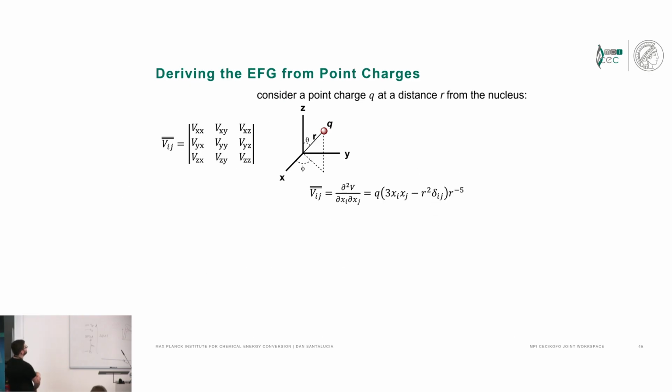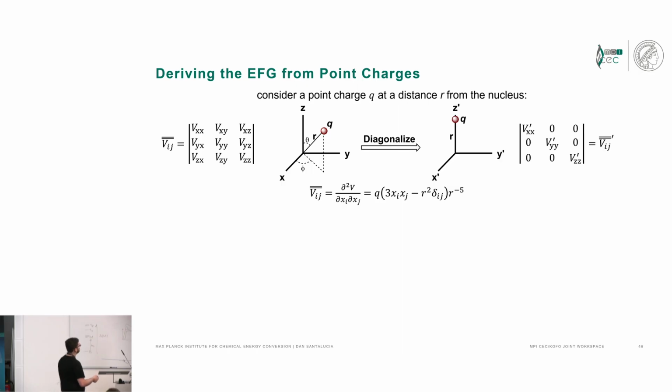Okay, and now the big question is, how do we get the electric field gradient? If you've ever done electricity and magnetism type physics, you're probably used to dealing with point charges. And you can actually derive, for a given point charge Q, what its electric field gradient tensor looks like. And then you can imagine how that would look for a nucleus interacting with it.